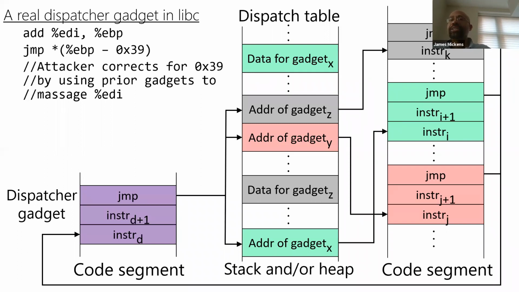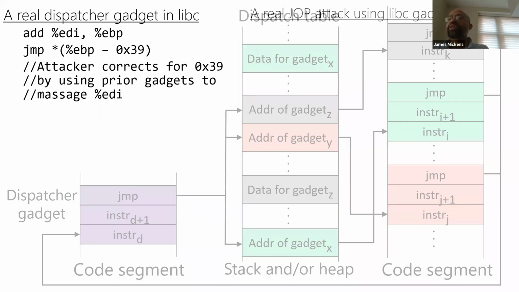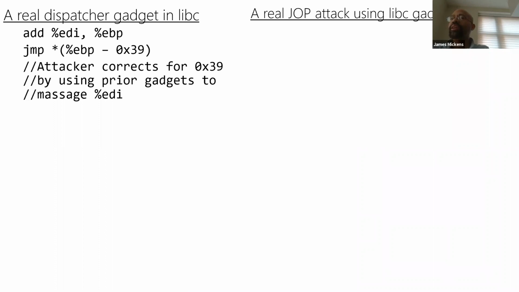Okay, so here we've seen how the dispatcher gadget works. The dispatcher gadget essentially allows us to not have all of this data and gadget address information have to be in one contiguous place. And so I've showed you this real-life dispatcher gadget over here. Okay, so here is a real-life JOP attack that was launched using libc gadgets.